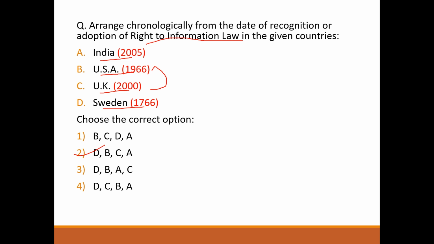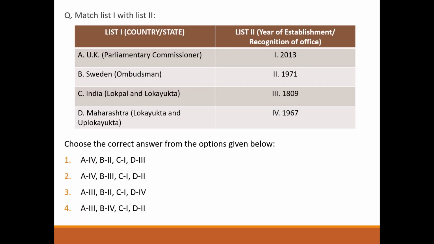Next question. Match the following. List 1, country, state. List 2, year of establishment, recognition of office. UK Parliamentary Commissioner, 1967. Sweden Ombudsman, 1809. India Lokpal and Lokayukta, 2013. Maharashtra Lokayukta and Upa-Lokayukta, 1971. So answer will be option number 2.